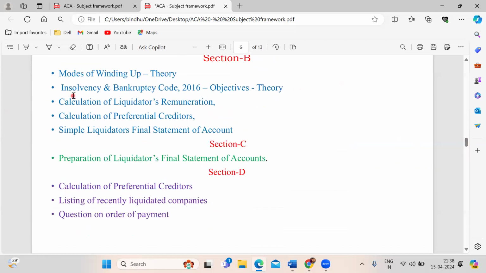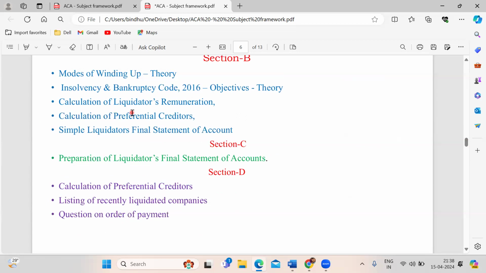For section B, a theory question on modes of winding up can be asked, or the Insolvency and Bankruptcy Code. It is new content added to the ACA subject. The same thing you are going to learn in Business Regulation Framework also. And calculation of liquidator remuneration. There may be a 4 marks question for the calculation of liquidator remuneration.